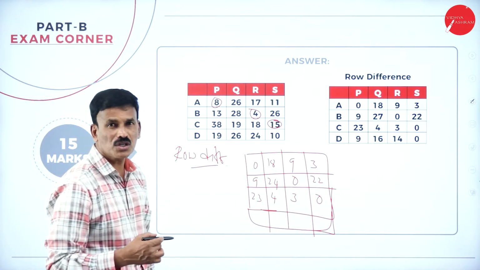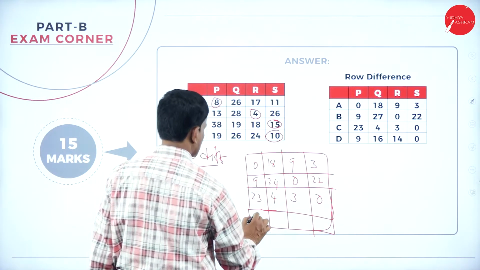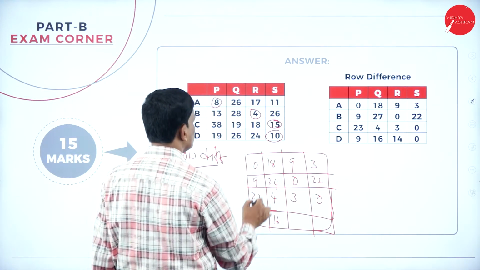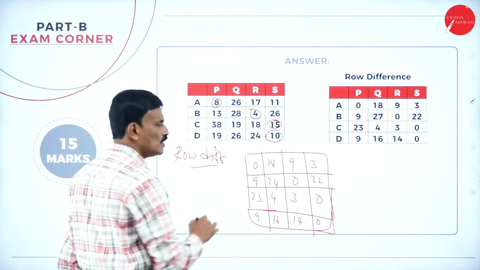Okay. Now let us come to the last row. In the last row, the minimum value is 10. So 19 minus 10 is 9. 26 minus 10 is 16. Again, 24 minus 10 is 14. 10 minus 10 is 0. This is called a row difference.